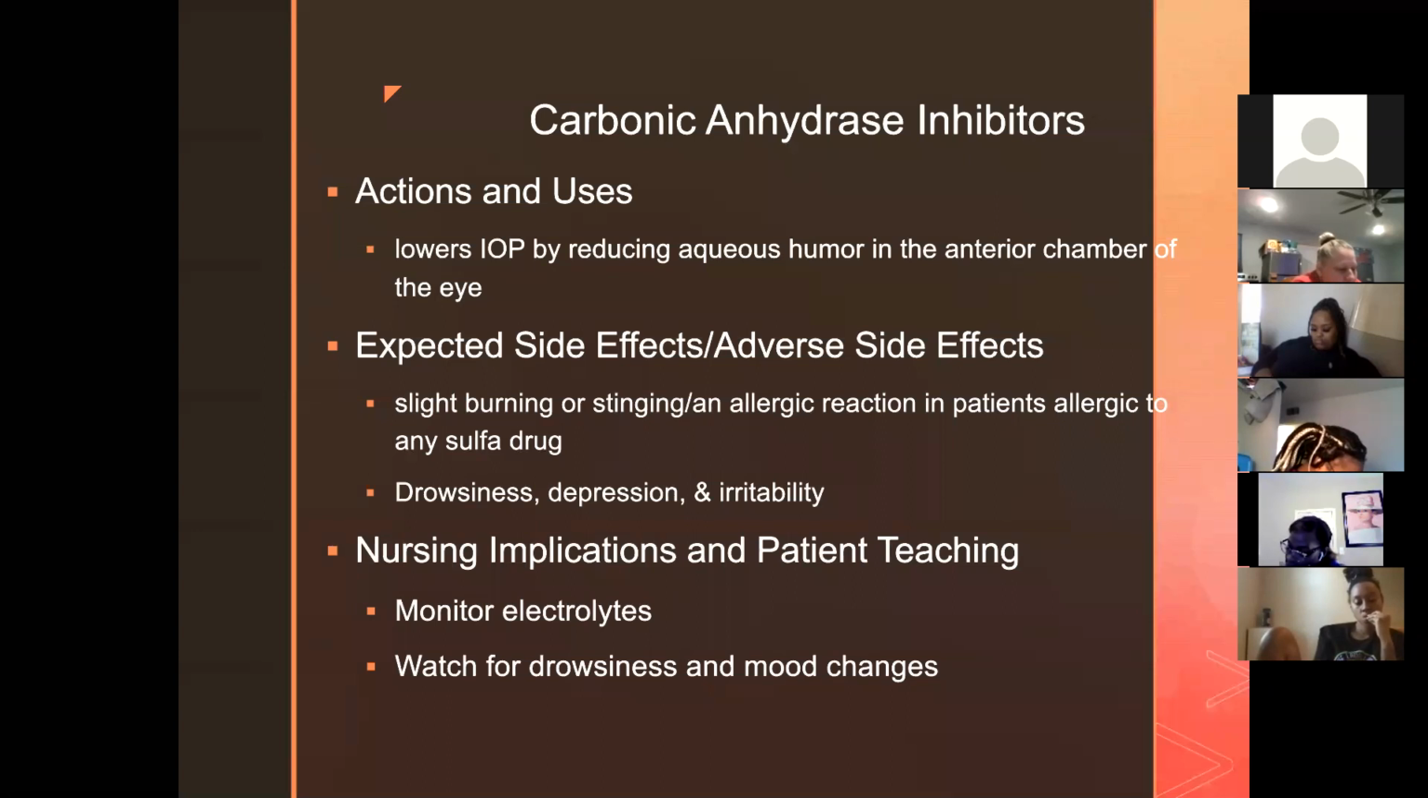Right, and then a lot of these meds also can cause photosensitivity, so be sure to tell your patient they may need to wear some sunglasses if they're going outside. Right?